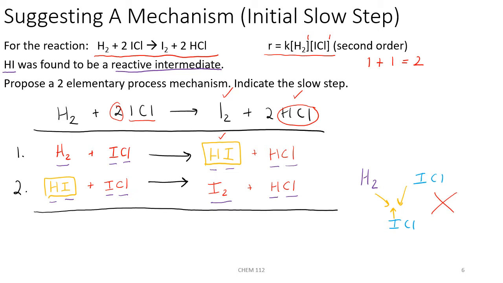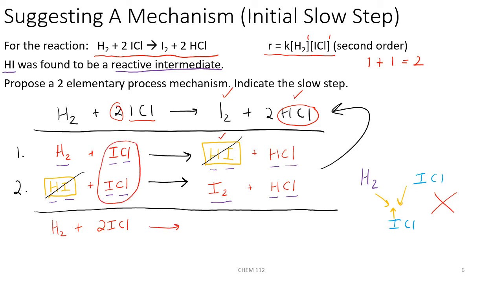And then when we add these up to double check that everything matches the equation that we were trying to predict the steps for, our reactive intermediates will essentially cancel. HI and HI cancel. And we're left with H2 plus 2 ICl on the left. These two will give us 2 ICl, forming I2 plus 2 HCl. This would be our 2 HCl. And that matches the equation we are trying to predict for.